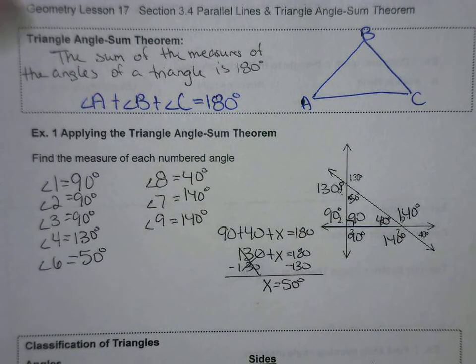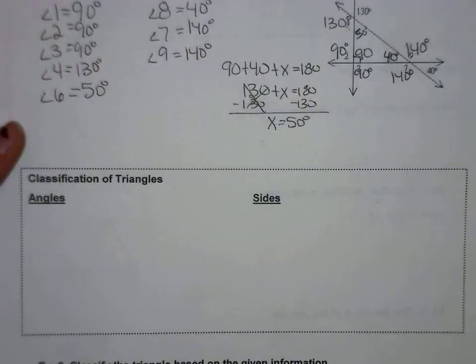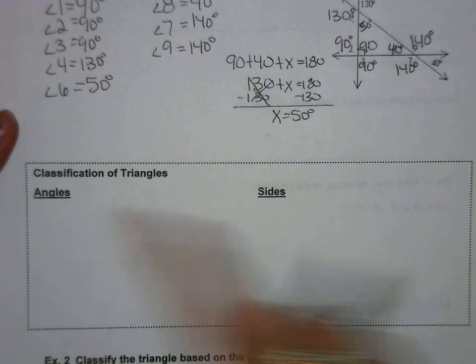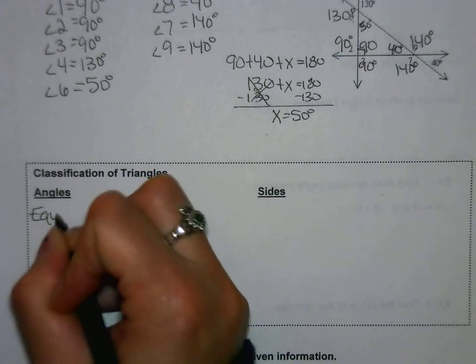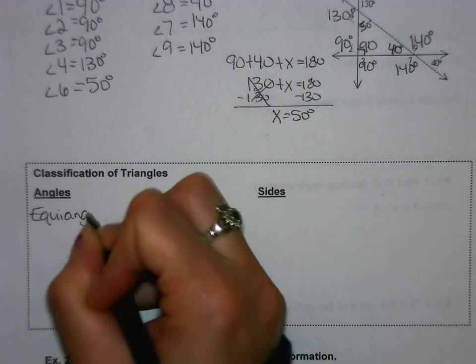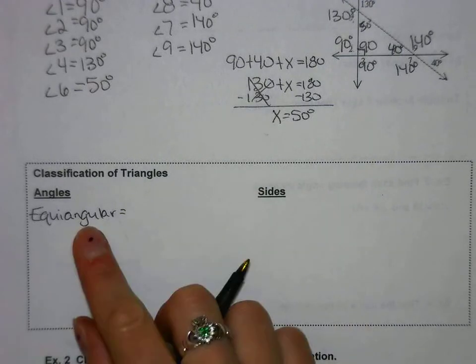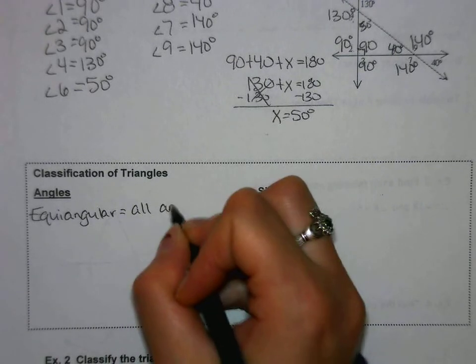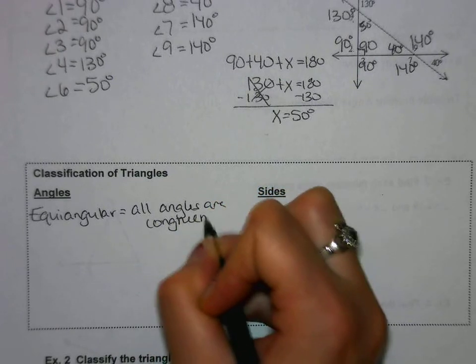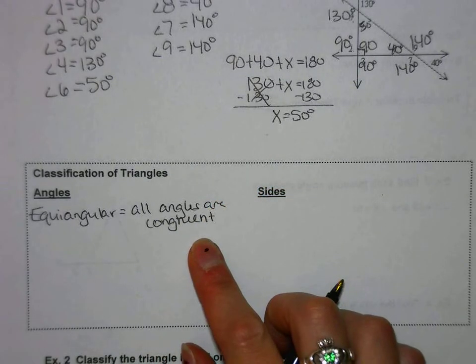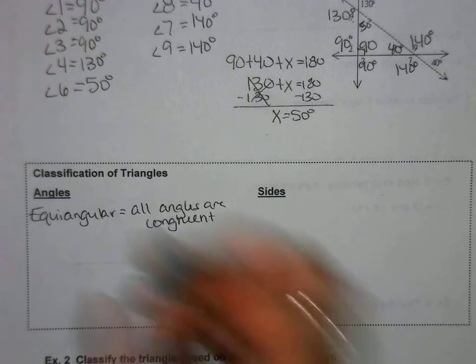Alright, let's take a look at different ways we can classify triangles. We can classify them by their angles as well as their sides. Looking at their angles, we can have equiangular. And equiangular means that all angles are congruent. And remember, congruent means that they're equal to each other. So all angles equal the same thing.